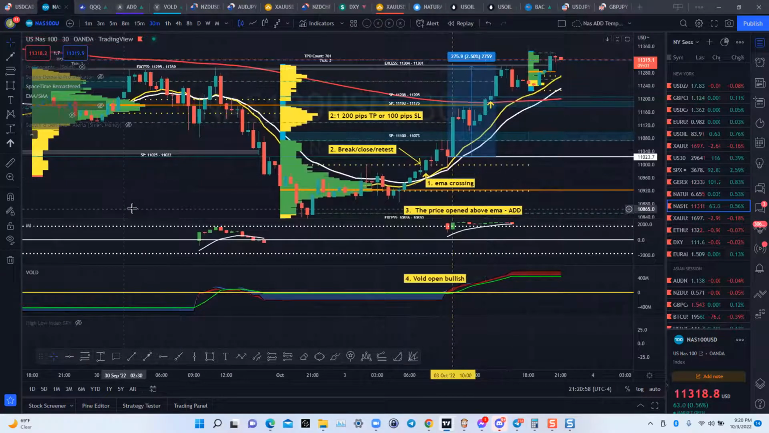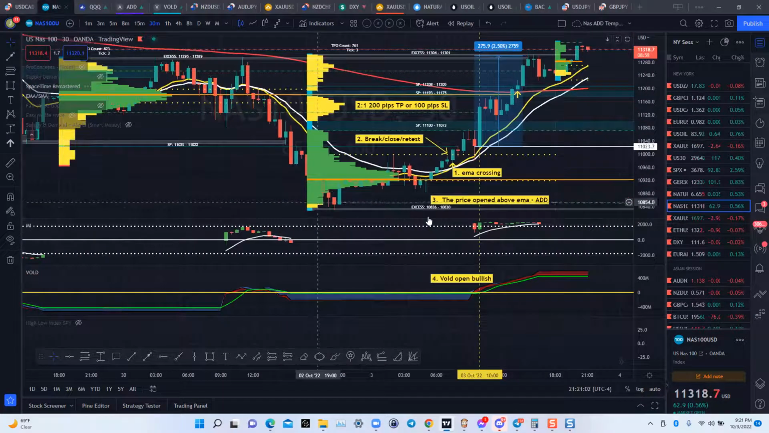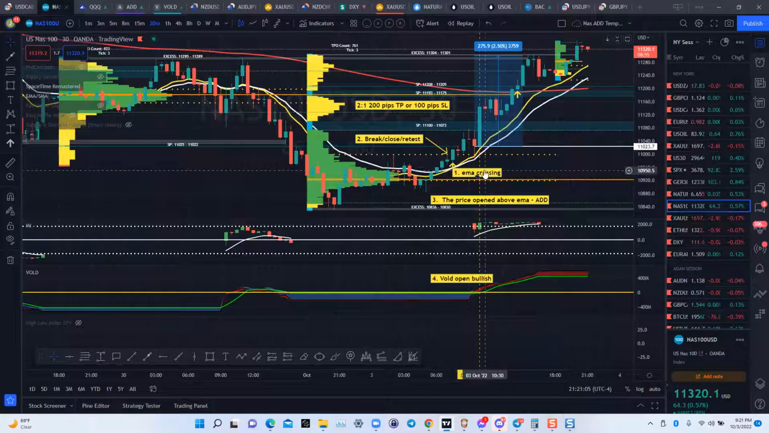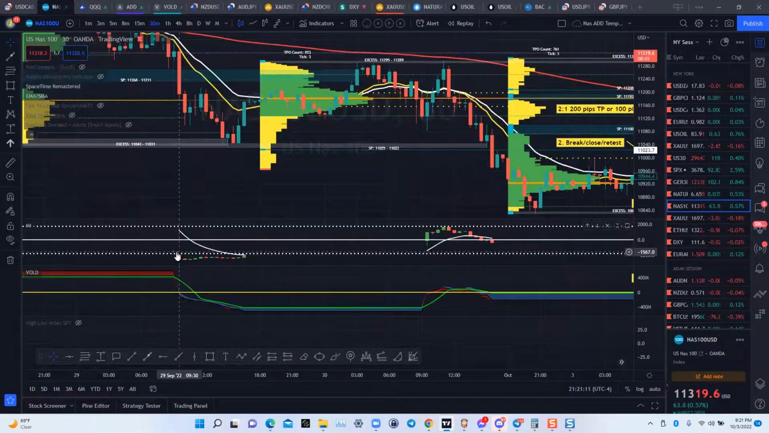And here's a perfect setup going down. See, this is just the opposite. The EMA crossing up or down, price opens up above, this is bullish. So now you just switch it up. You see what happens here.